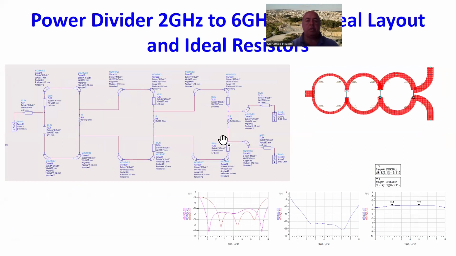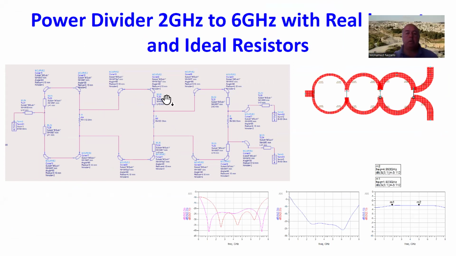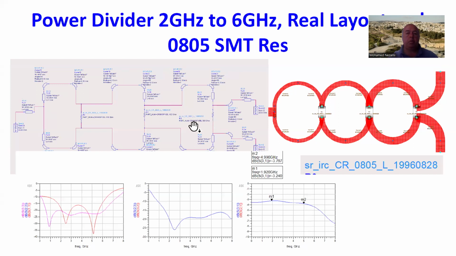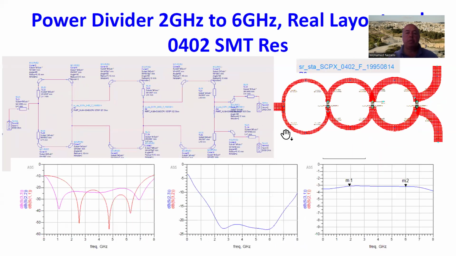So we did this where we took ideal 50 ohm resistors, and then we put 0805. We realized that the parasitics have deteriorated the performance. We replaced that with 0402, 40 by 20 mil packages that are available also. And then we get a better response, okay?